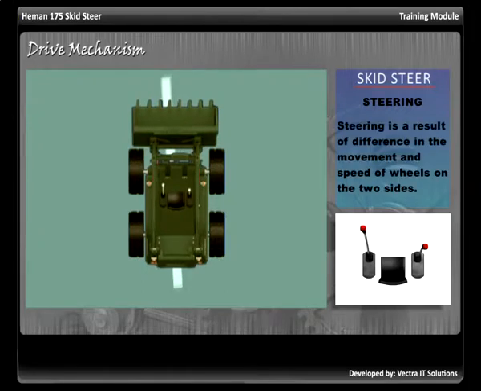Steering or turning movement is obtained by driving the pair of wheels on one side of the vehicle in one direction, while the second pair of wheels is either in a neutral condition or driven in the opposite direction.